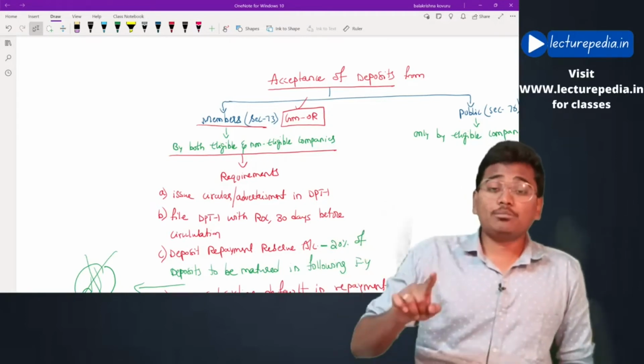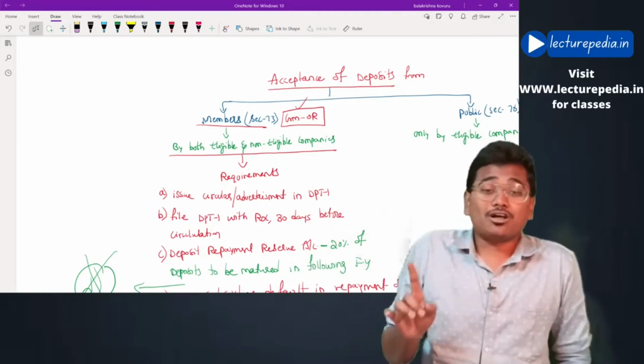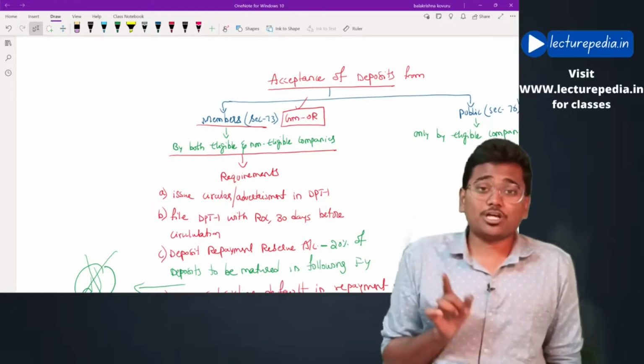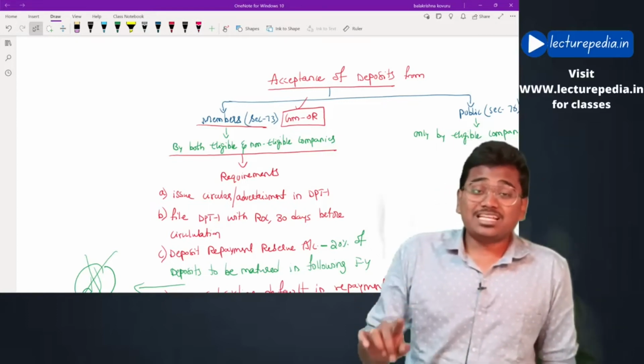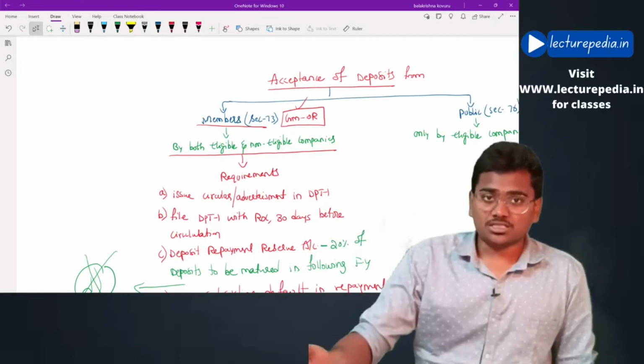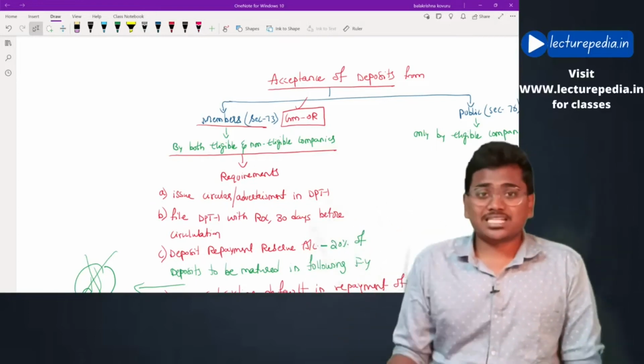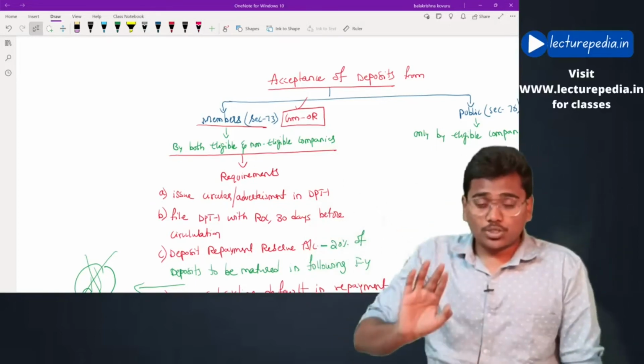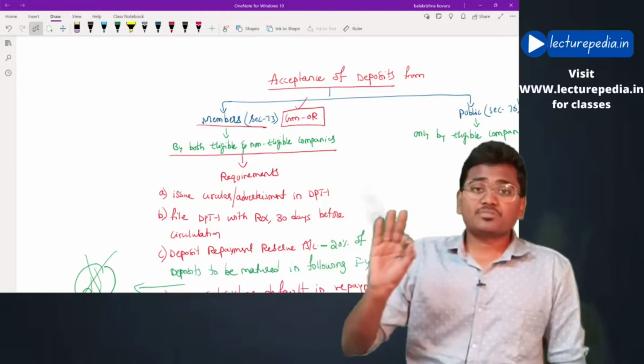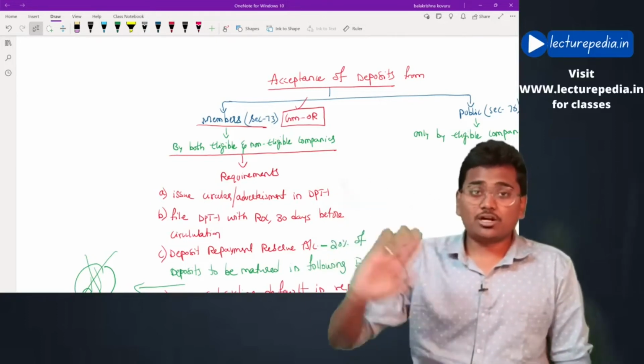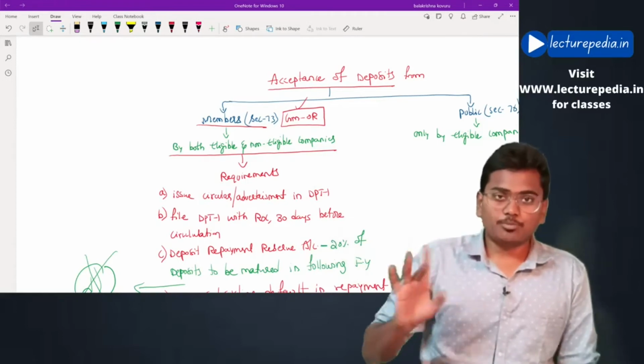In form DPT1. We should not call this a prospectus, because a prospectus will be issued for raising money by issue of securities. You cannot call these deposits securities. Thereby, you can only issue a circular or advertisement. You cannot issue a prospectus for raising deposits.